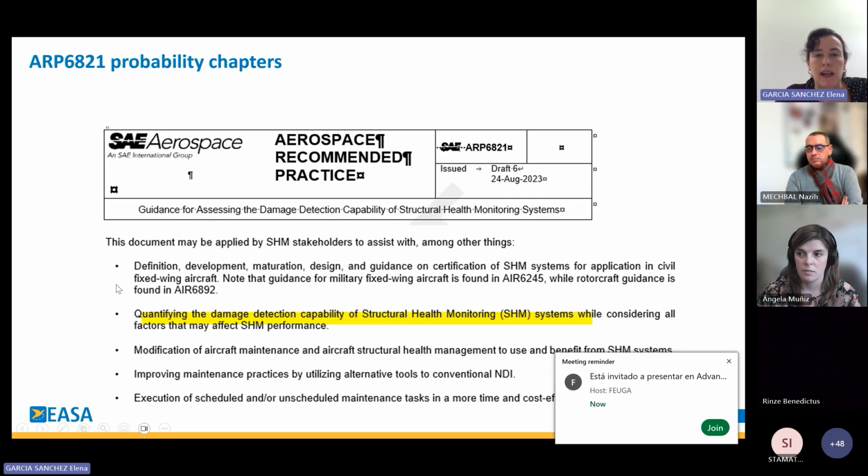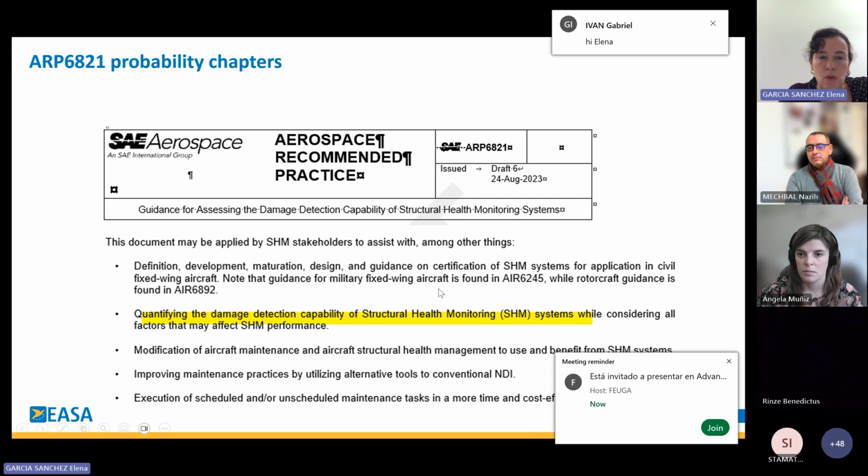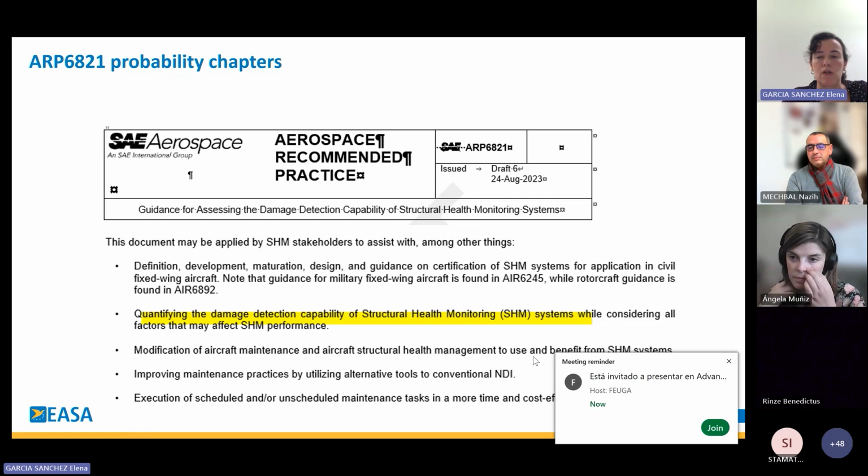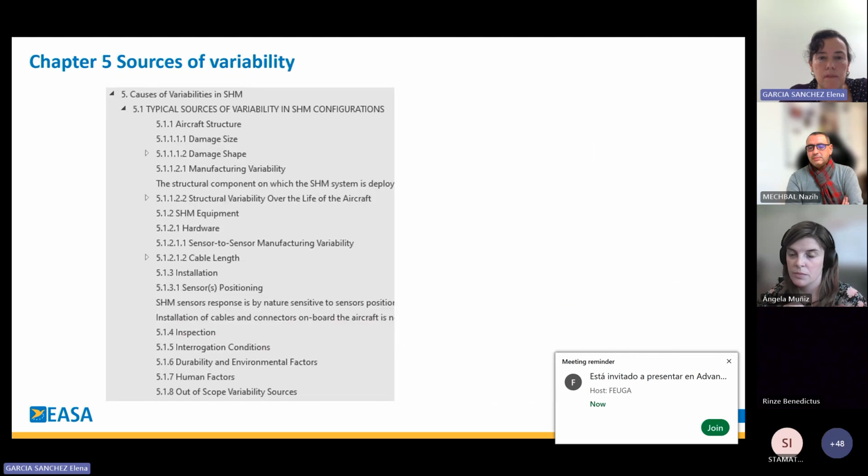So this is the heading of the ARP I mentioned. The group let me use these slides for the presentation, taking into account that there might be some minor changes. The objective of this ARP is to quantify the damage detection capability of structural health monitoring systems while considering all factors that may affect SHM performance. To make sure that the probability of detection takes into account all the sources of variability, the paper has already listed different sources to take into account.